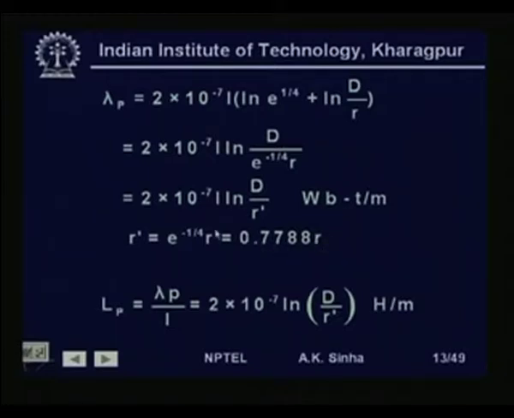So, once we know the flux linkage, we can calculate the inductance of the conductor for flux linking up to point P. So, that is lambda P by I. So, this is equal to 2 into 10 to the power minus 7 ln d by r dash henries per meter.